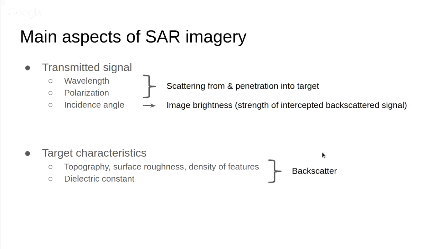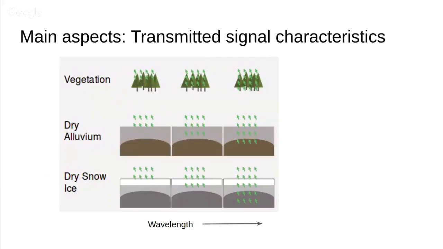But the wavelength and polarization of the transmitted signal will determine the scattering from and penetration into the target. The incidence angle of the signal will determine the image brightness. Target characteristics, of course, determine what the backscatter is. That's how you think about the reflected signal in radar terms. So the backscatter from the target is determined very strongly by the topography, surface roughness, and so on, and dielectric constant of the target. Next slide, main aspects of the radar signal.